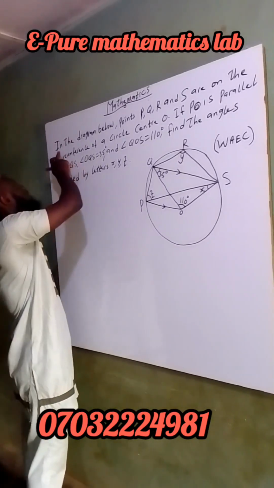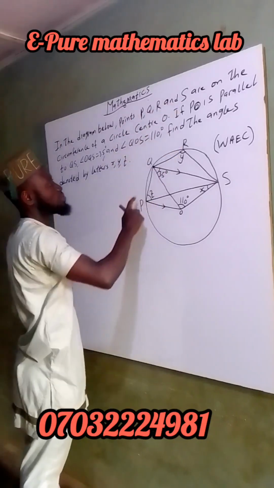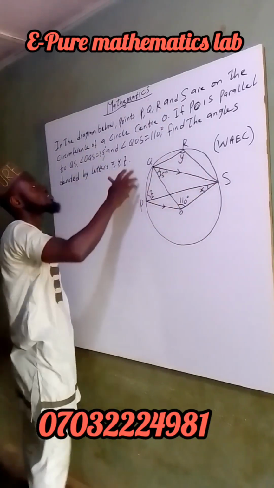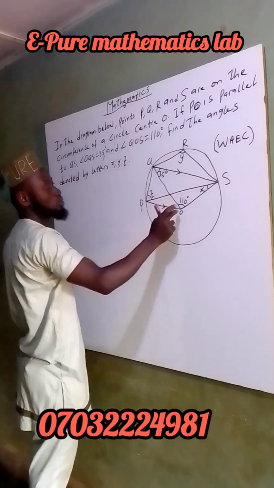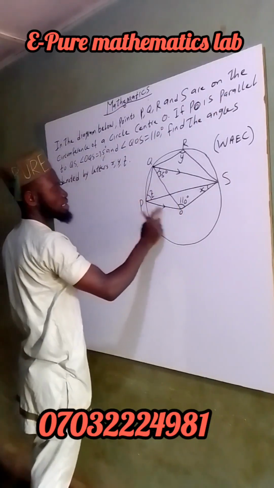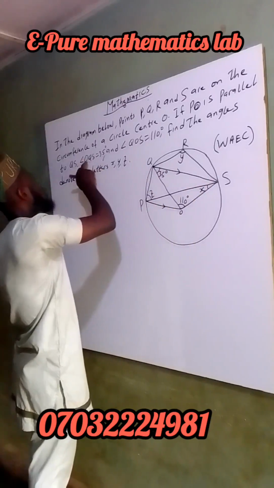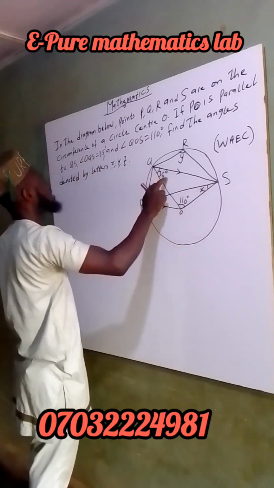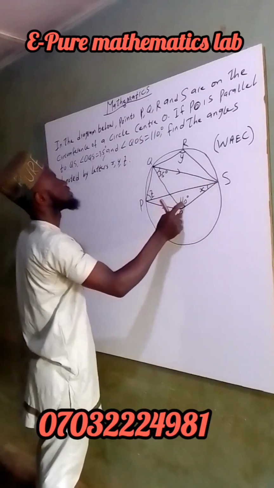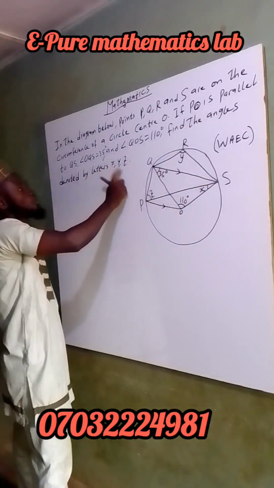The problem is, in the diagram below, points P, Q, R, and S are on the circumference of a circle with center O. If PO is parallel to QS, this line and this line are parallel to each other, angle OQS is 35 degrees, and angle QOS is 110 degrees. Find the angles denoted by letters X, Y, and Z.